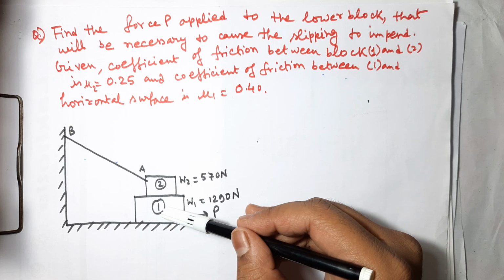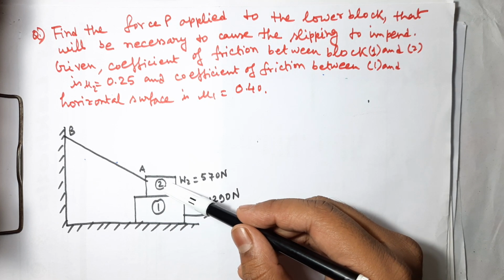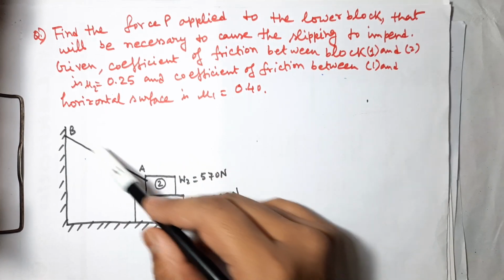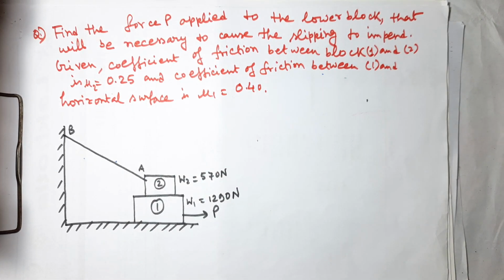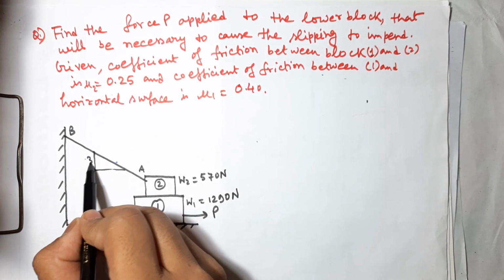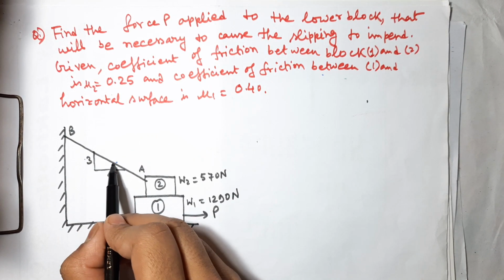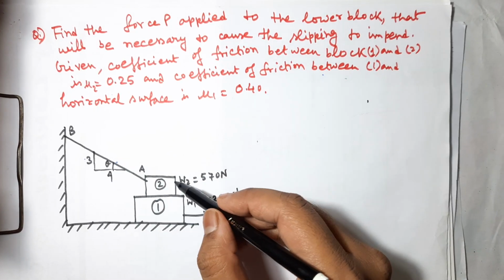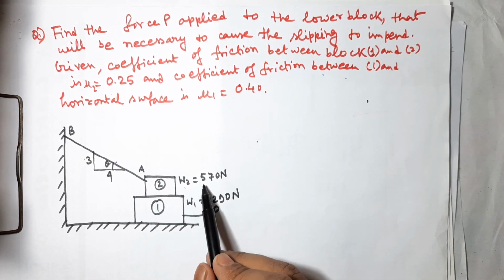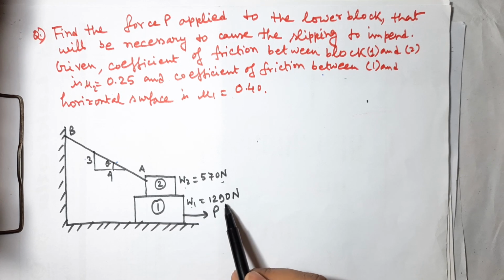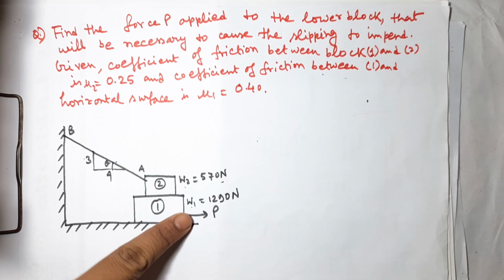So let's start. Here the problem is given that two blocks are given. This is the first block and this is the second block, and the second block is attached with a fixed rope AB. The perpendicular is given as 3 and the base is 4, so this angle is theta. The weight of the second block is W2 equal to 570 Newton and W1 is equal to 1290 Newton. A force P is acting in this direction.